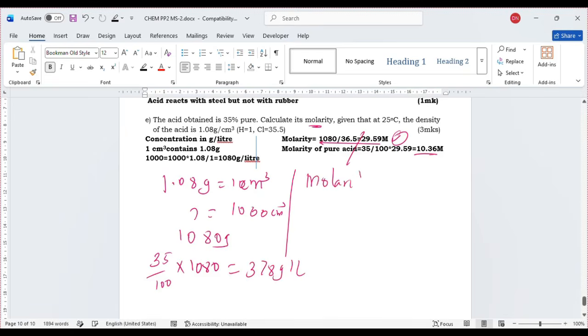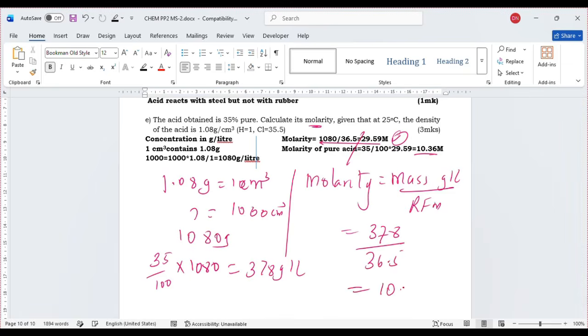Now molarity is equal to mass, which must be in grams per liter, divided by the RFM. So our mass is 378, you divide by the RFM of HCl, because it was HCl, that is 36.5, and that one will give you 10.36 molar directly.